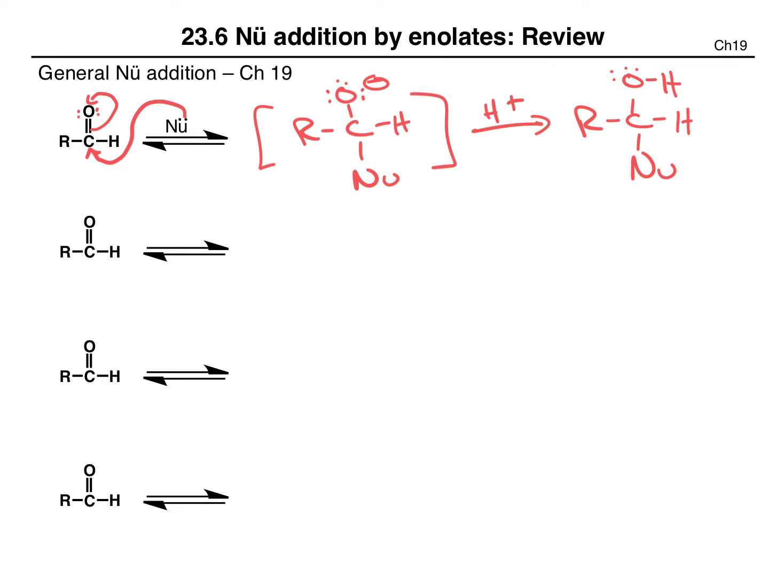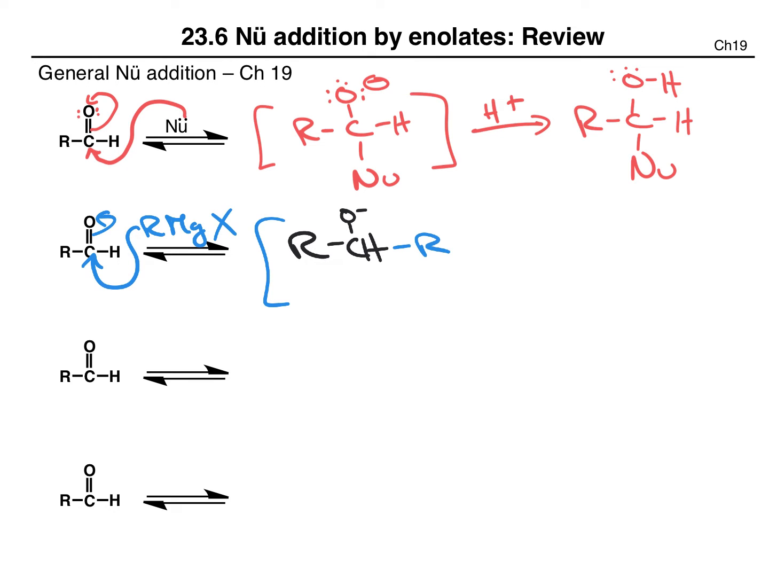The first type that we saw was reaction of a Grignard reagent, where the R group would add to the carbonyl carbon, push these electrons up, and we would get an intermediate that looked like this, where this is the new R group that added from the Grignard. And then on aqueous acid workup, the O- would be protonated to give an alcohol with a new R group.